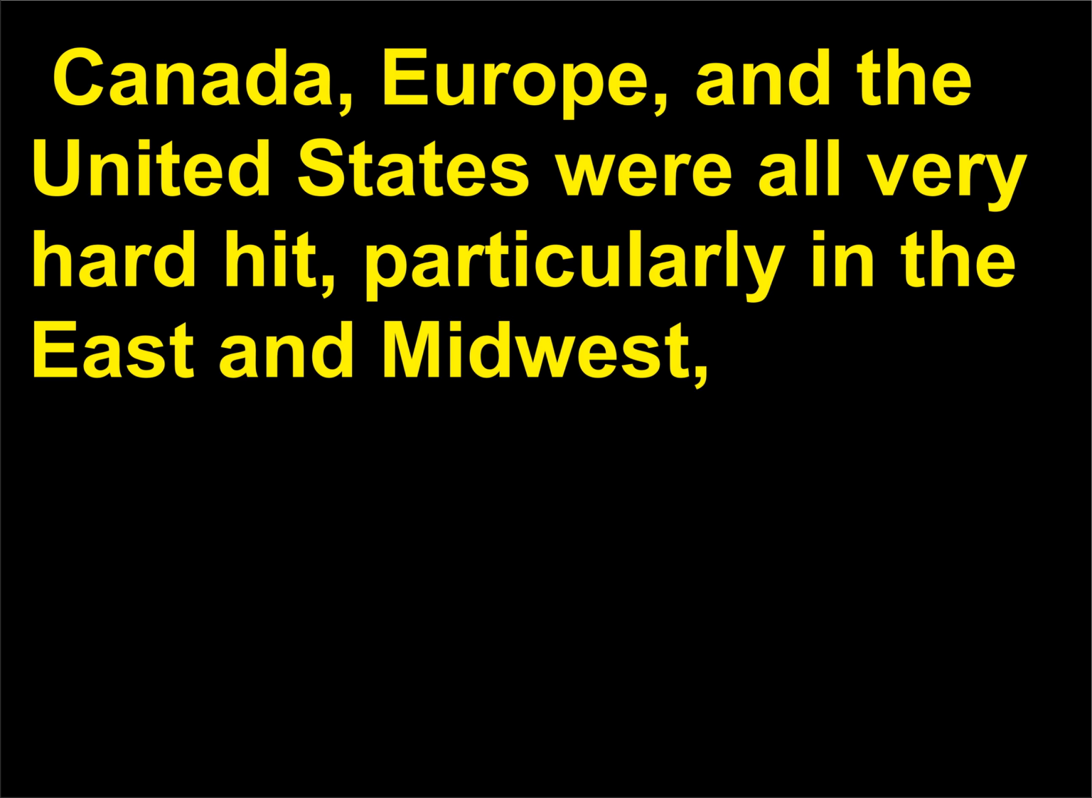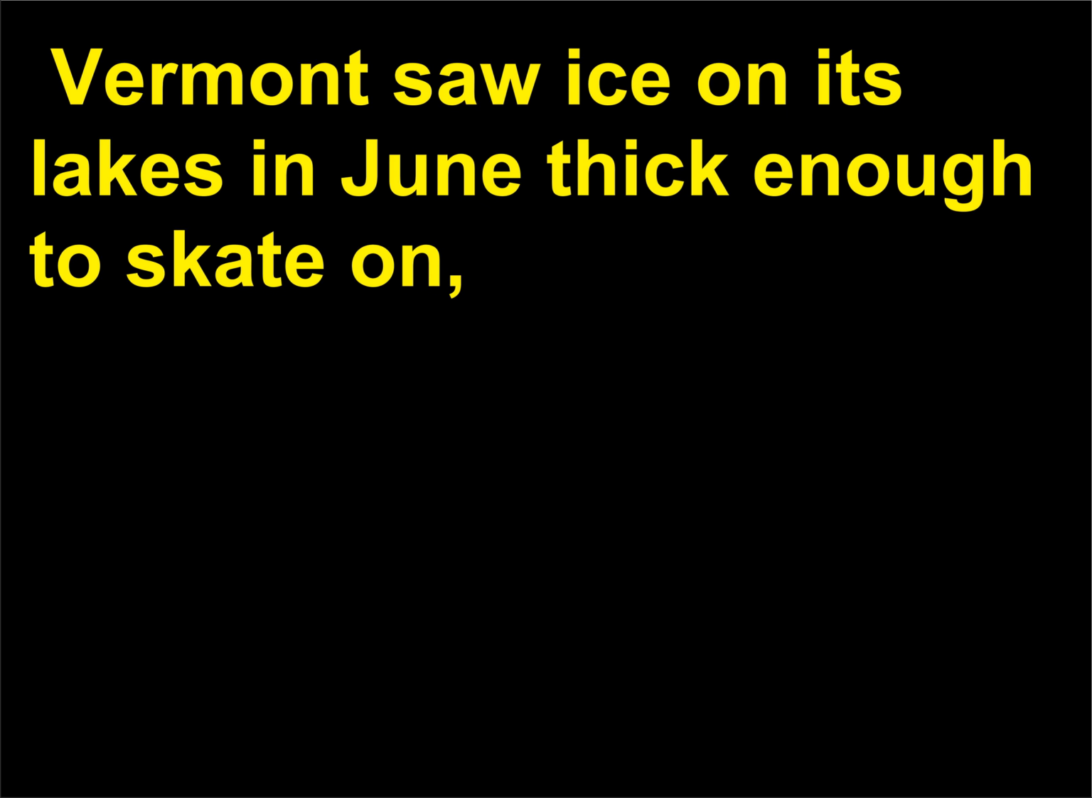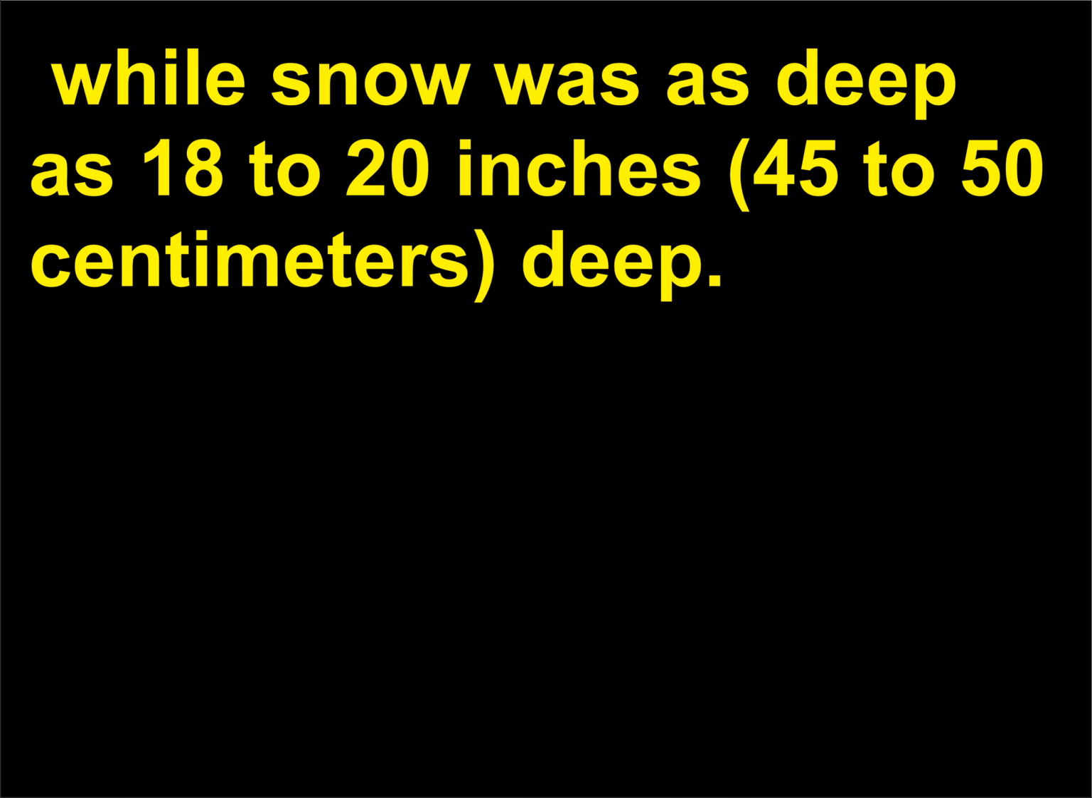Canada, Europe, and the United States were all very hard hit, particularly in the East and Midwest, where crop failures were extensive in 1816. During that summer, snow fell a few times in New England in June. Vermont saw ice on its lakes in June thick enough to skate on, while snow was as deep as 18 to 20 inches, 45 to 50 centimeters, deep.